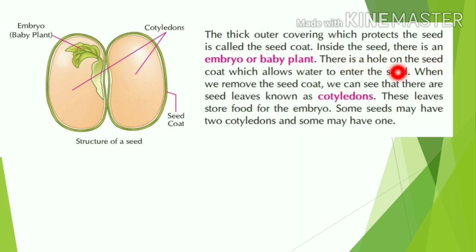Inside the seed there is an embryo or the baby plant. There is a hole in the seed coat which allows water to enter the seed. When we remove the seed coat, we can see there are seed leaves. These two parts. Okay. So these leaves store food for the embryo. Some seeds may have two cotyledons or some may have only one.